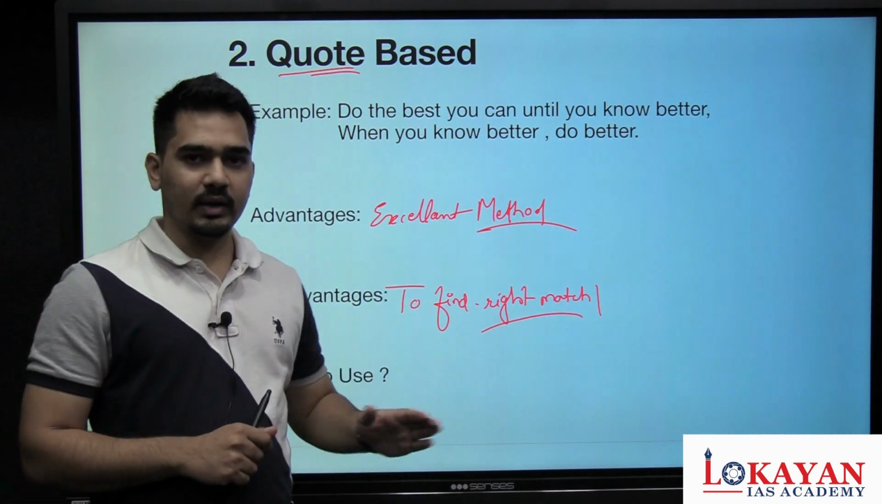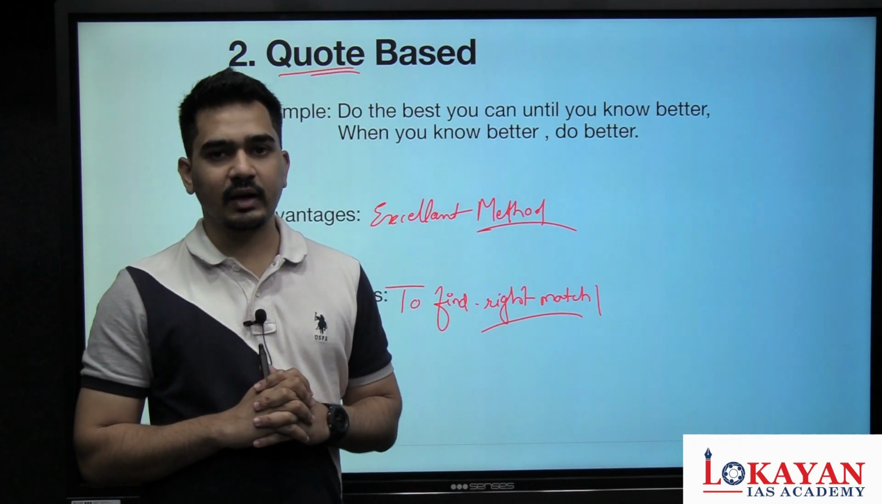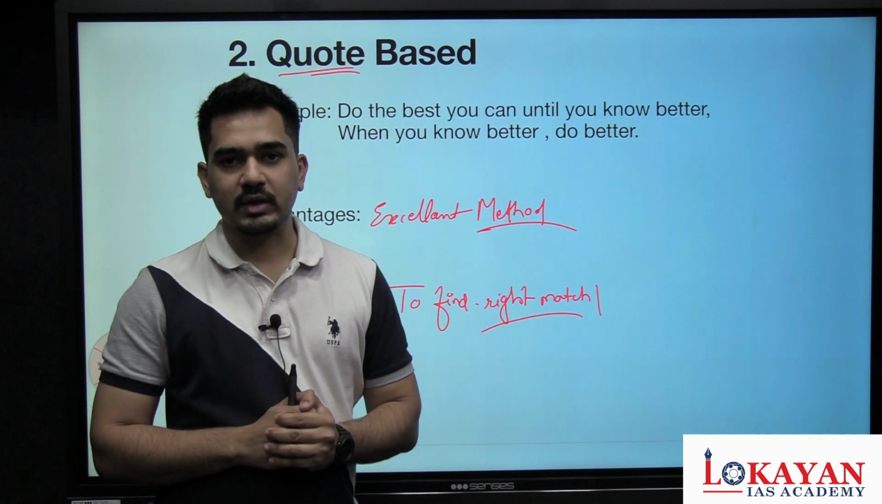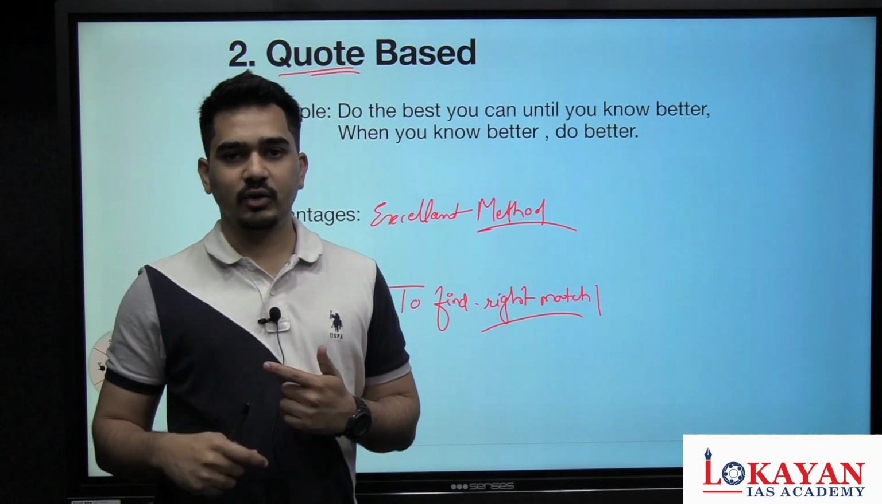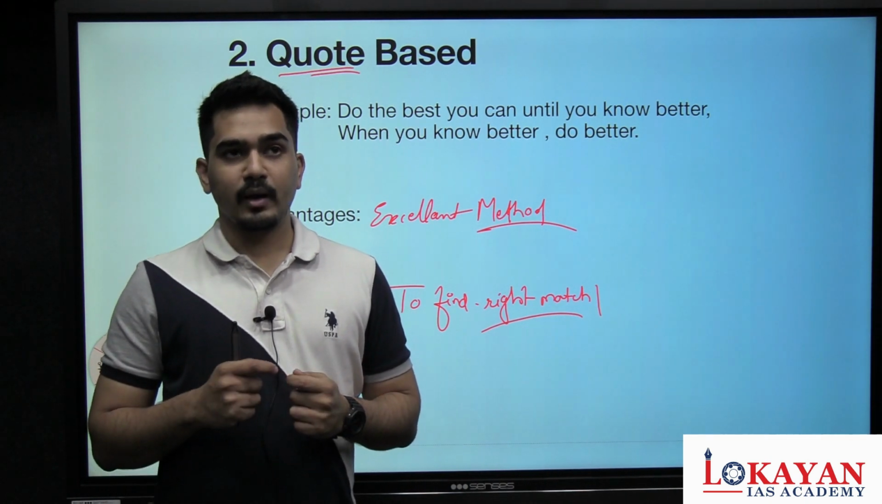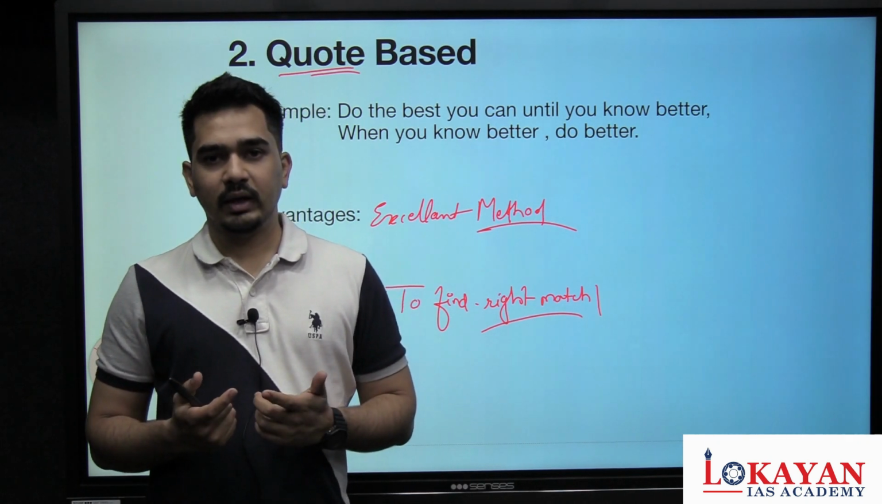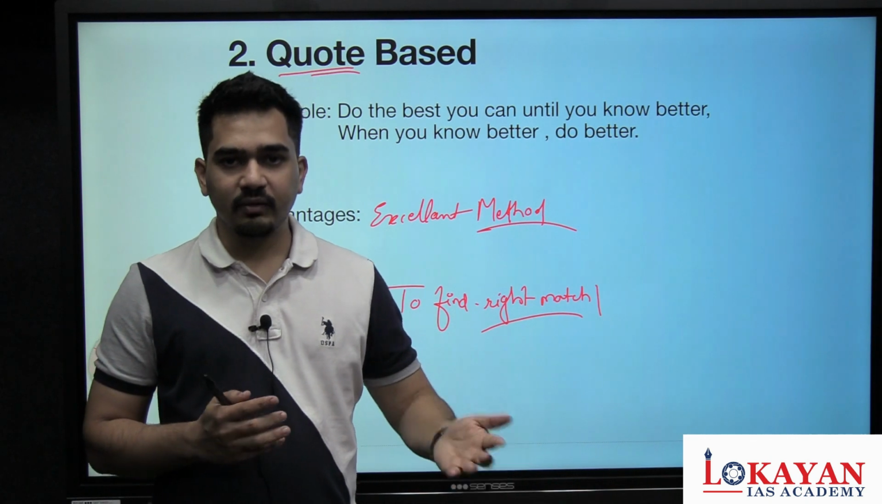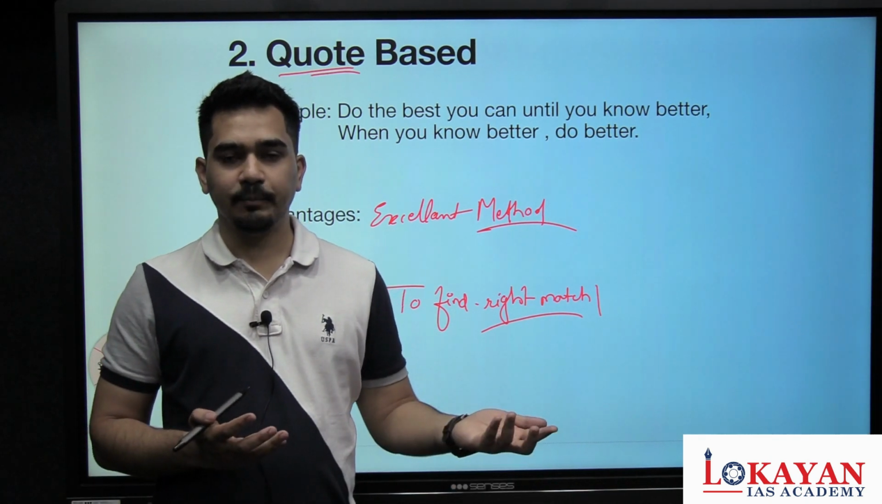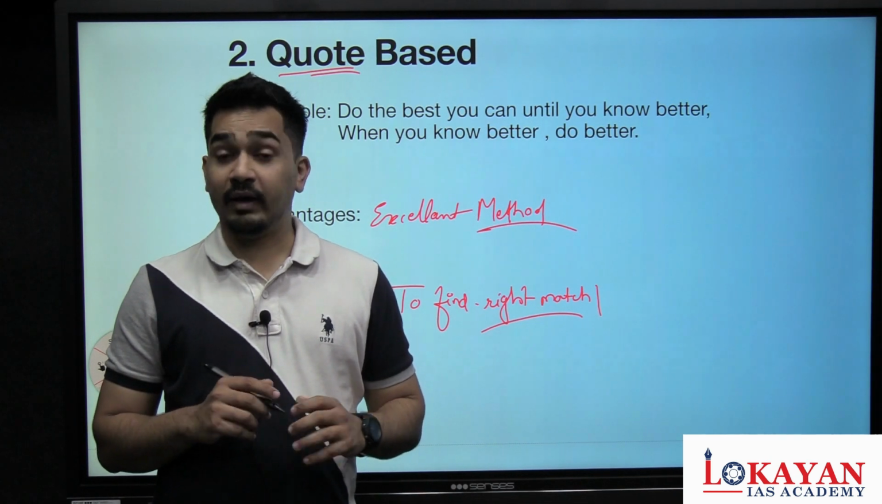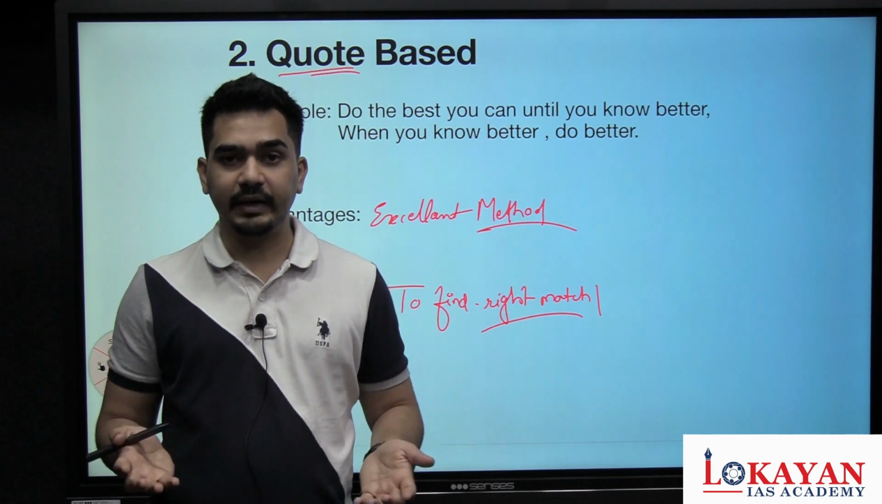So the second disadvantage that comes to my mind is also related to the first. What happens is at times, in an effort to write a quote itself, we tend to use a very generic quote. Let's say we are writing an environmental essay, we'll quote Gandhiji saying the world has enough for everyone's need but not a single person's greed.